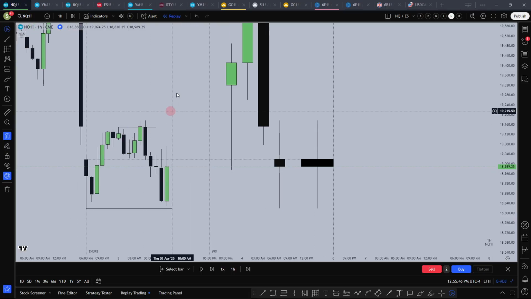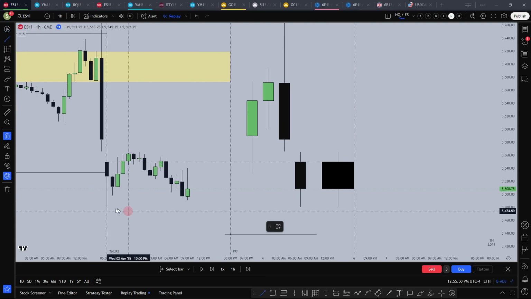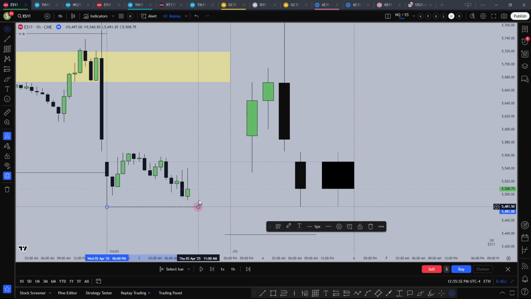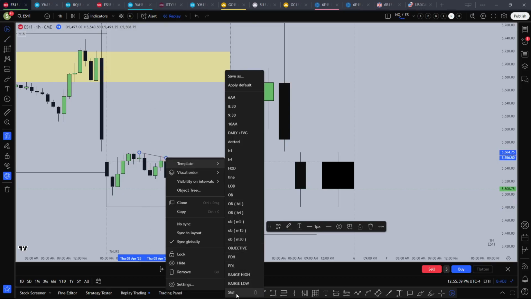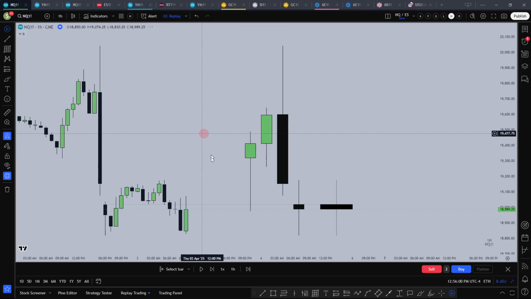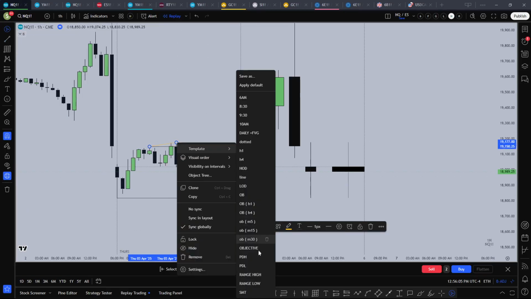Okay, going into the lower time frames. Yes, I also had this objective pending. This was an SMT. So, more better. I don't know which asset I framed, but it would be either NQ or ES.